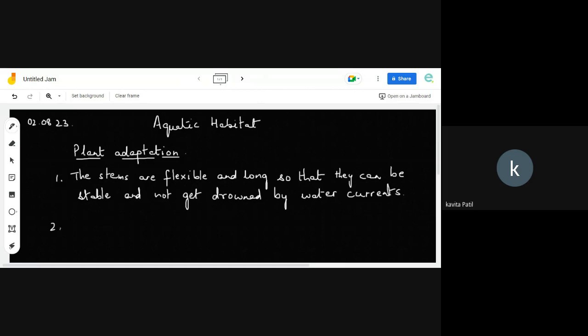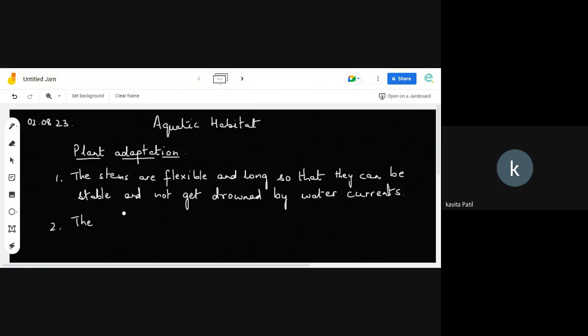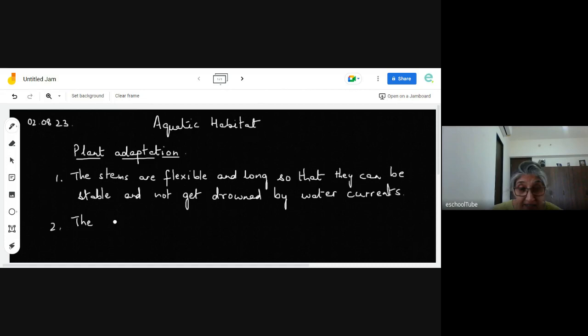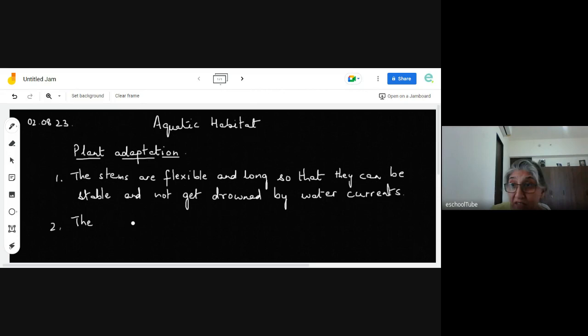Ma'am, the surface of the leaves and stems are covered with a waxy layer. And the stems also have air chambers, so they can float on water. Ma'am, the leaves have the waxy coating on them, so the water can't enter the leaves because of the waxy coating. Like the animals have a slimy coating, these plants have a waxy coating. So we can say what Yukti had said, the same thing.